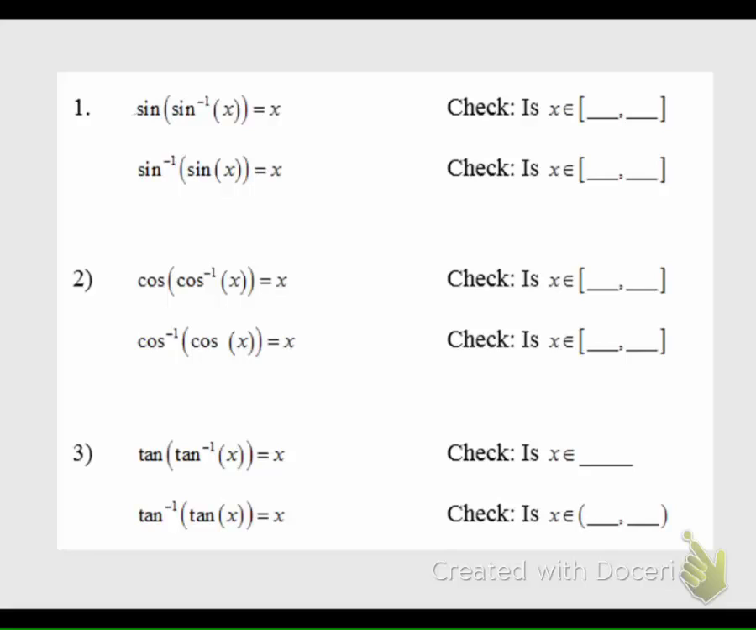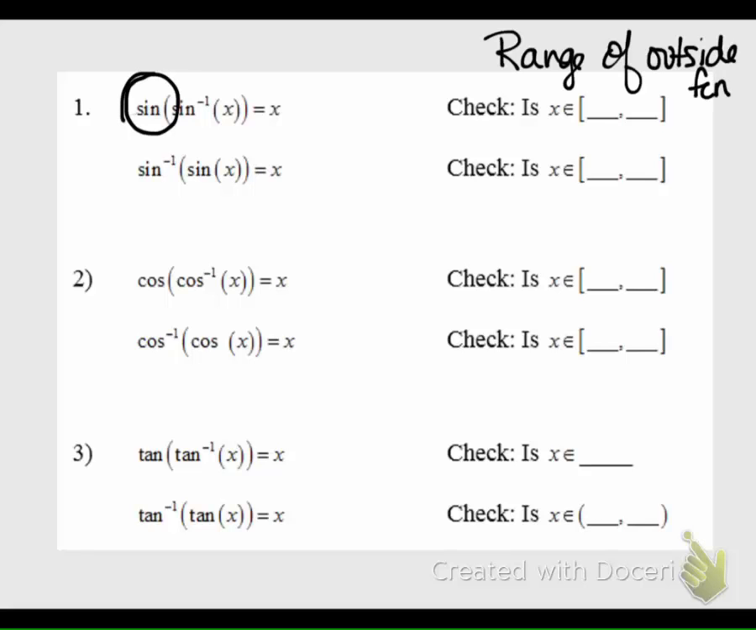So if you're looking at the sine function, what you need to do is check the range of that outside function. So here, the range for sine is -1 to 1. That means if the number on the inside is any number between -1 and 1, they automatically cancel. For a sine inverse, you need to look along its range, which is the same as the restricted domain. So you need to be between -pi/2 and pi/2.